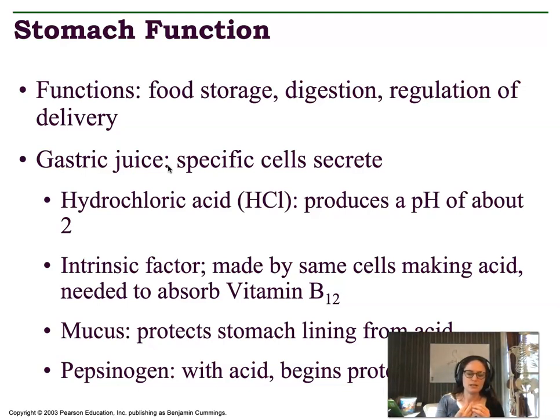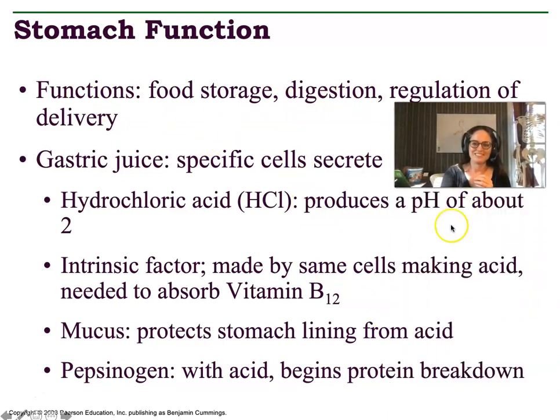Let's see, I need to move myself. Faster regulation of delivery. I'll move myself over. Here we go. Nicely done.